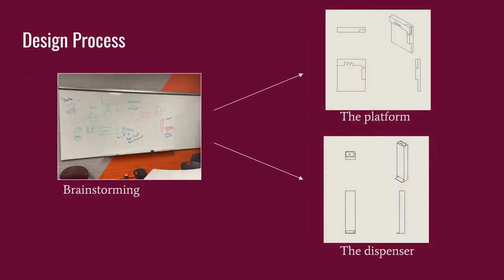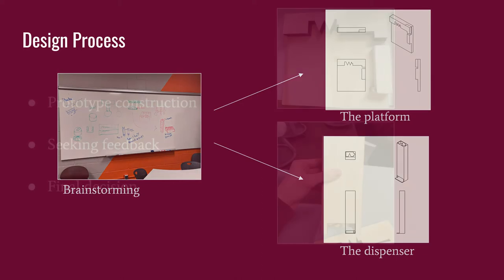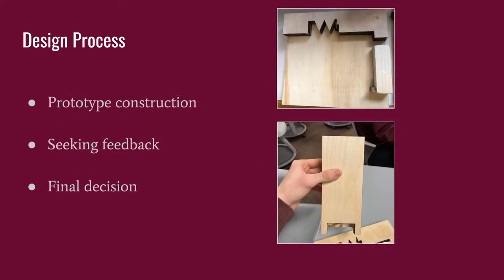After our initial visit with our SME, we went back to our campus and brainstormed two solutions, the dispenser and then the platform. These two solutions made it past our brainstorming phase into our design phase, where we created prototypes for both of the solutions. We ended up going with the platform solution as our final design. After we had that, we went to our SME and got feedback on both the designs, and then we ultimately decided to go with the platform.